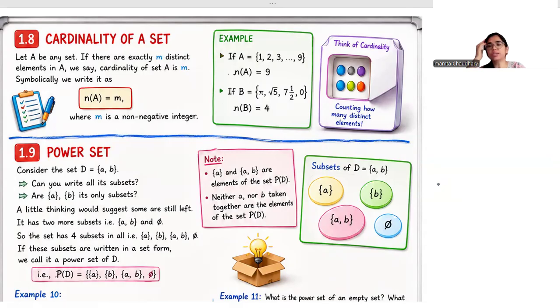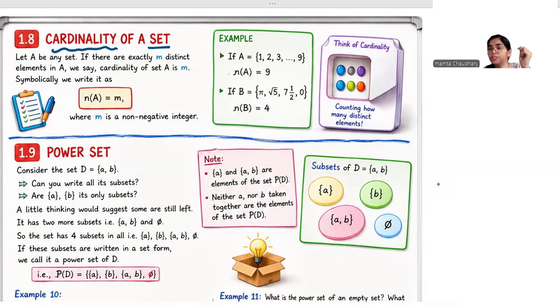Okay. So exercise 1.1 we are done. And in the last video we have learned the concept of subset. Now in this video we will be learning cardinality of sets and power sets. So first, cardinality of a set. What do you mean by cardinality of a set? It means how many distinct elements are there in a set.